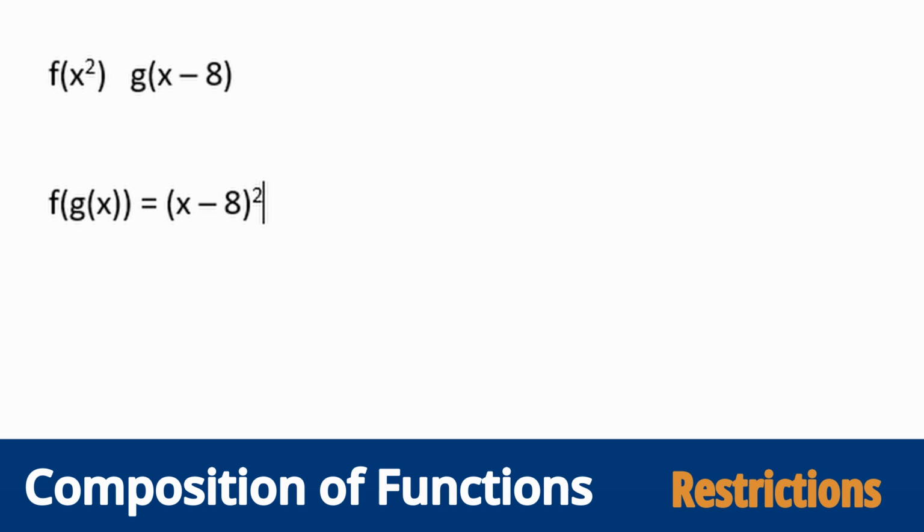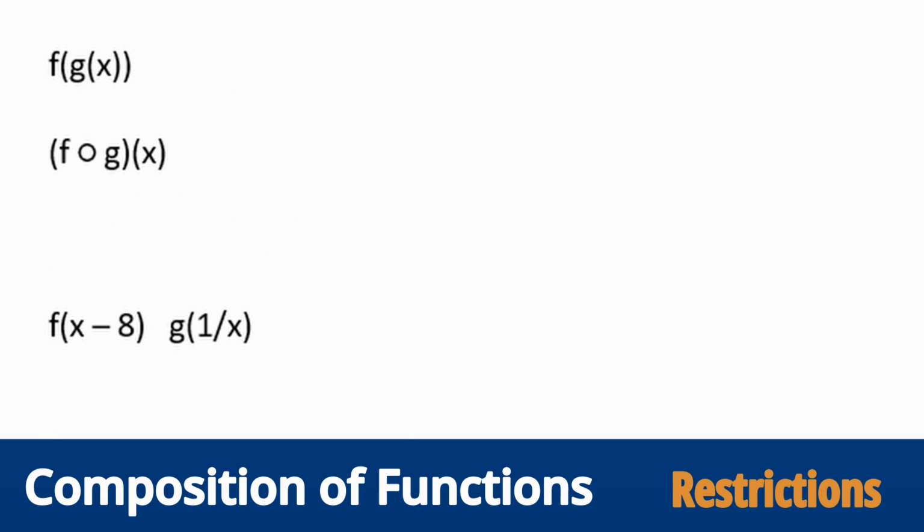Now sometimes you're going to have domain restrictions. Say for instance, f of x was x minus 8 and g of x was 1 over x. And you cannot divide by 0, so x cannot be equal to 0.